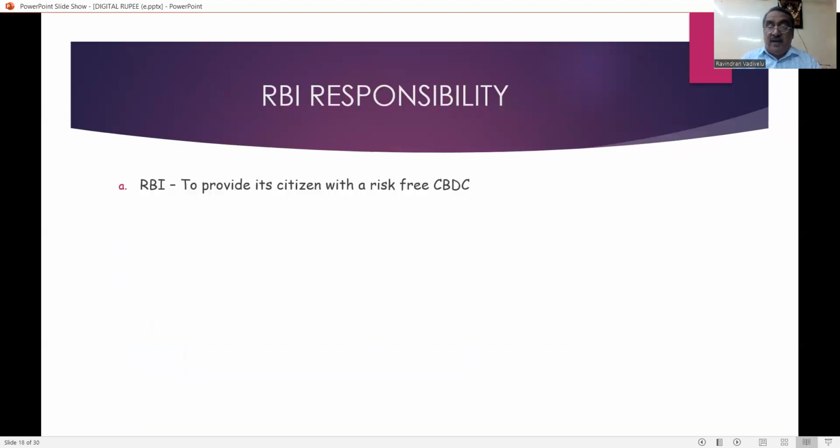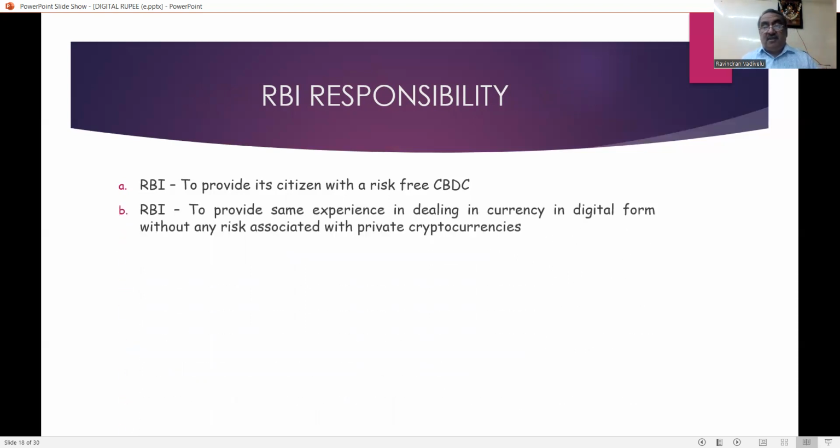RBI has to provide its citizens with a risk-free CBDC, because they thought that this CBDC digital rupee should be a risk-free one, and it ought to provide the same experience of dealing in currency in digital form without any risk associated with the cryptocurrency. Because they felt that there's a risk when you deal with the private cryptocurrencies, but it is not there in the digital rupee.